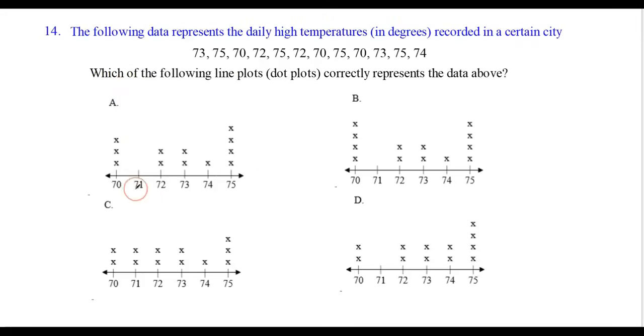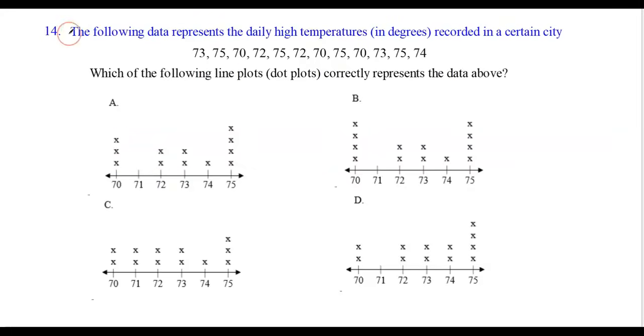This first line plot is telling us that 70 degrees was recorded in a certain city 1, 2, 3 times. And so on. The 71 degrees was recorded 0 times. The 72 degrees was recorded 2 times. The 73, 2 times. 74, 1 time. And the 75, 1, 2, 3, 4 times. So based on that information, hopefully you can figure out the correct answer here.